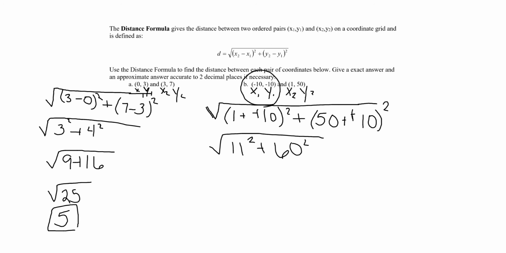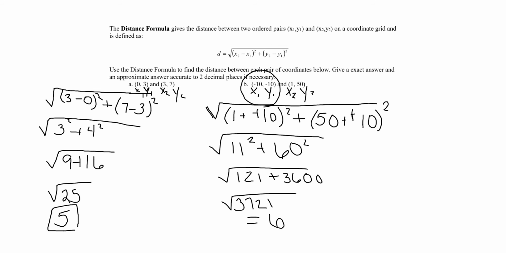So when I square 11, I get 121, and 60 squared, let me do this real quick, it's 3,600. Add those two together, and we get 3,721. And when I take the square root of that, it is another perfect square. It gives me 61. So the space between those two ordered pairs is 61 units. And that's all.